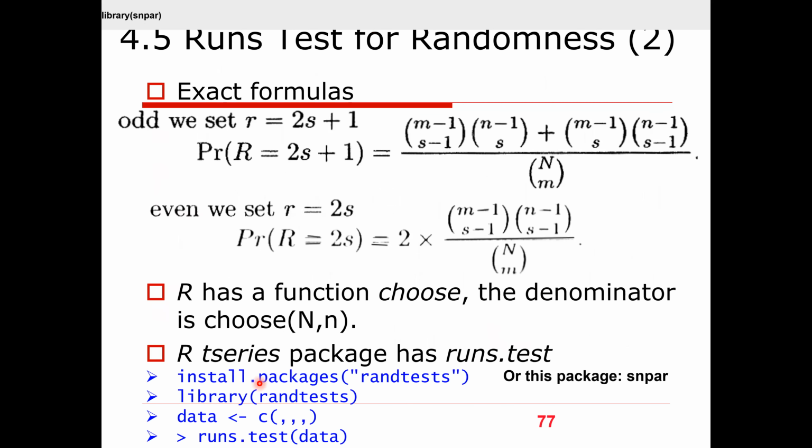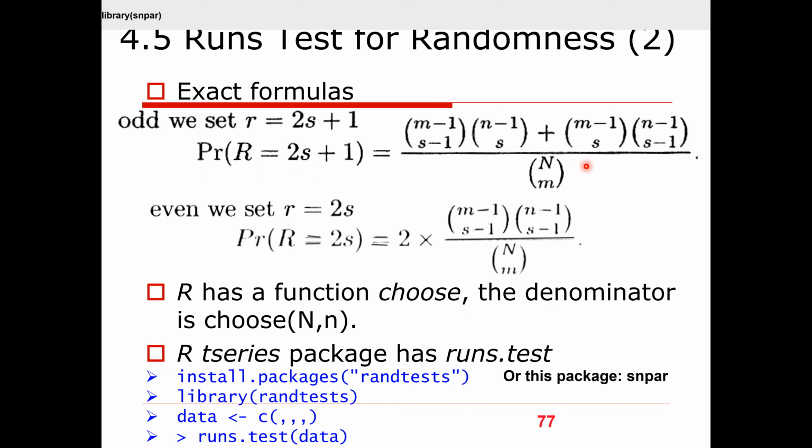How? If the capital N is odd, then we set the number of runs R as 2S plus 1. So in this way, S helps us represent R. And then S also shows up here to help us calculate the probability. The probability of getting this number of runs is using this equation.